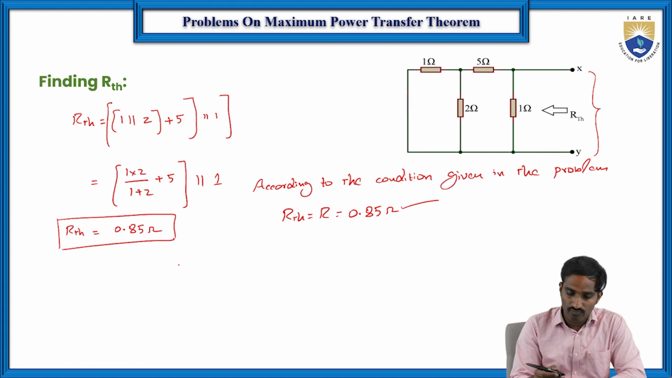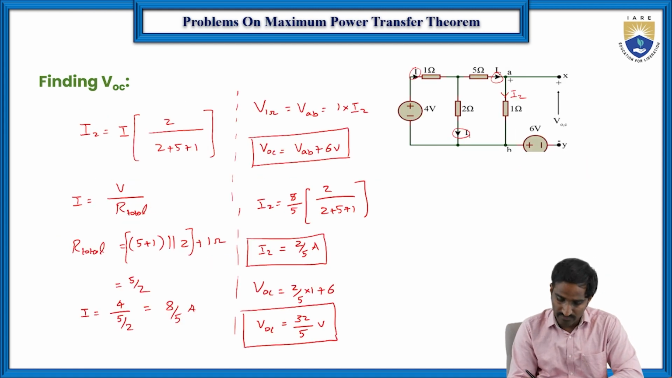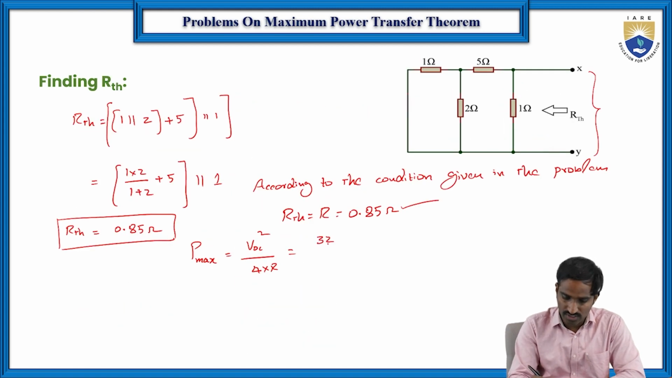Then now we need to find the maximum power, P maximum. As we know, P maximum is equal to VOC squared by 4R. VOC we have calculated, which is 32 by 5. So (32 by 5) whole squared by 4 into R, where R is 0.85, which is equal to 12 watts.